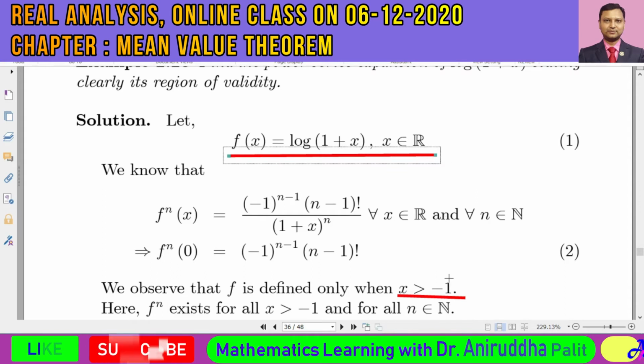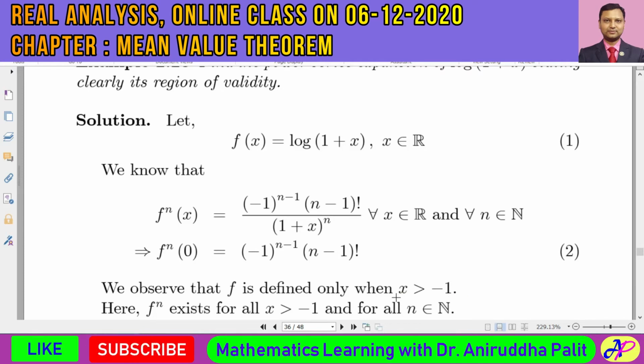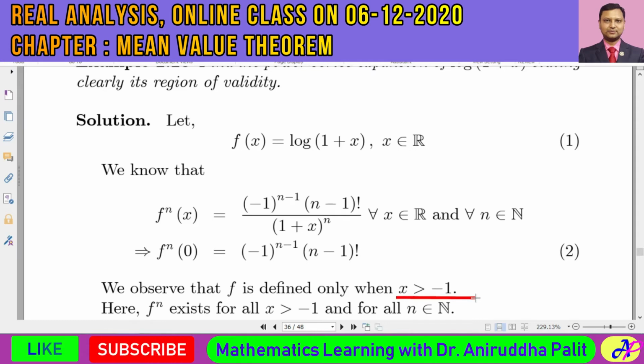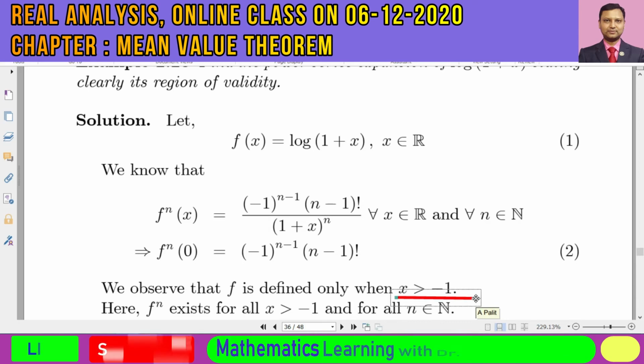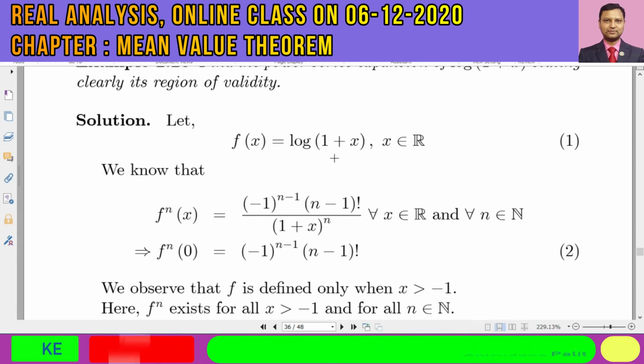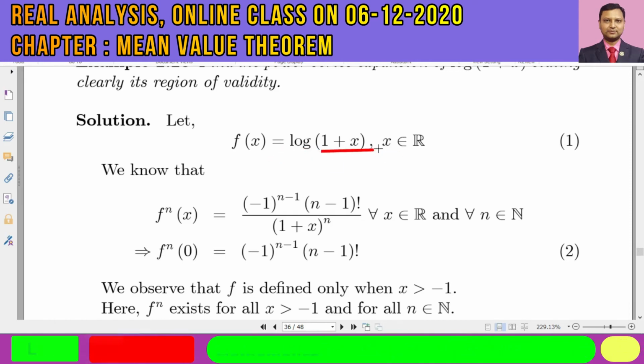ultimately when we closely observe this log of 1 plus x, we should say that x should be defined for those points in the set of real numbers R at which log of 1 plus x is defined. That means x should be greater than minus 1. If x becomes less than minus 1 or equal to minus 1, in that case this expression log of 1 plus x would have some imaginary value.